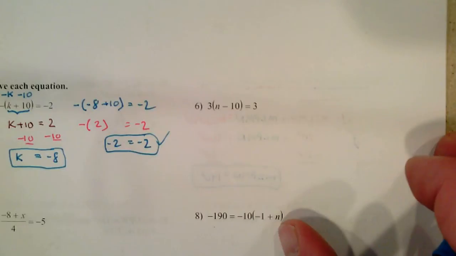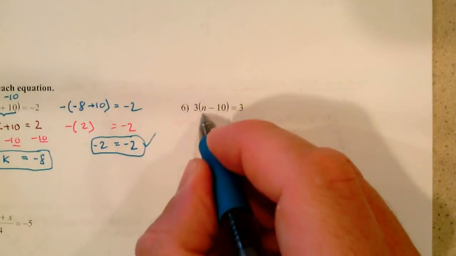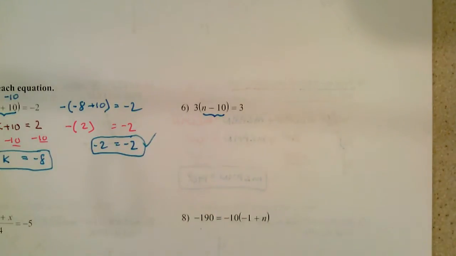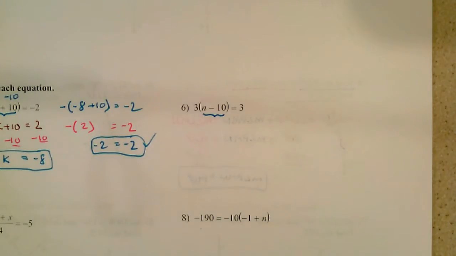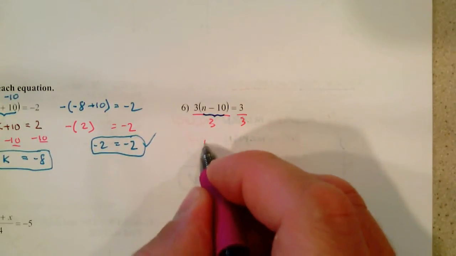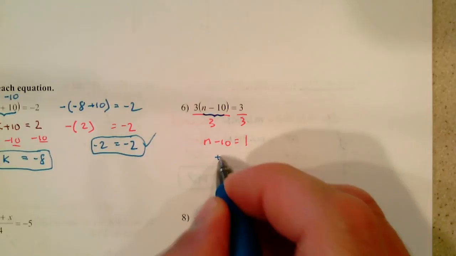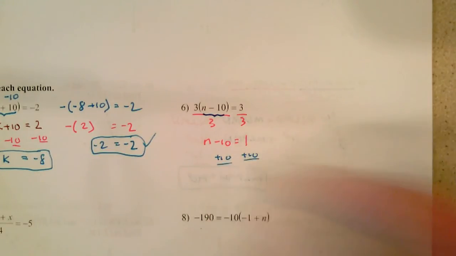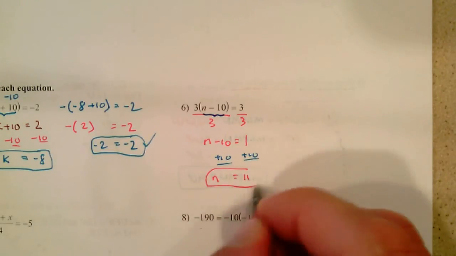Okay. Next door here, let's do another one. We've got 3 times the quantity n minus 10. So again, we can think of this n minus 10 as a single amount. 3 times that amount equals 3. Well, if 3 times that amount equals 3, we could just divide both sides by 3, and we get a single one of those amounts, whatever that is, n minus 10, must equal 1. And then we could just add 10 to both sides, and we end up with n equals 11.